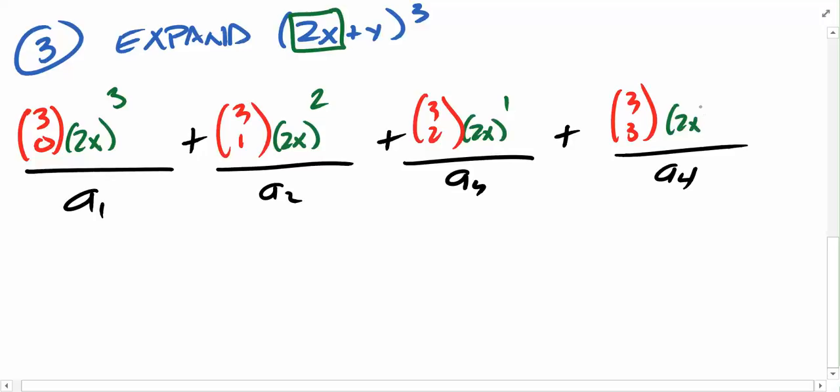What do you think the most common mistake is that students make? They just leave 2x cubed as 2x cubed. They don't change it to 8x cubed. That's the biggest mistake that people make, okay? Guaranteed there's going to be one person in all of my classes that does it. Your goal is to not be that person, okay? Don't be that person, okay?